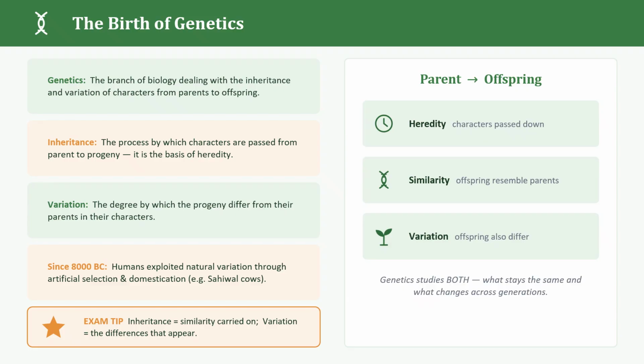The birth of genetics. What is genetics? Imagine two siblings in the same family. They resemble each other, yet they are not identical. Why? The branch of biology that explains this is called genetics. Genetics studies two important concepts. One is inheritance. Inheritance means the transfer of characters from parents to offspring. Because of inheritance only, children resemble their parents.